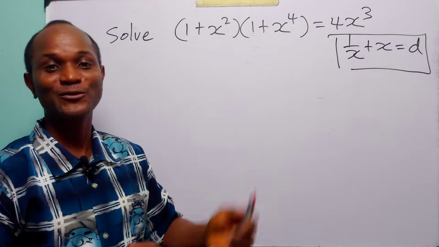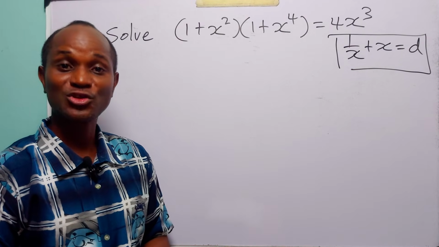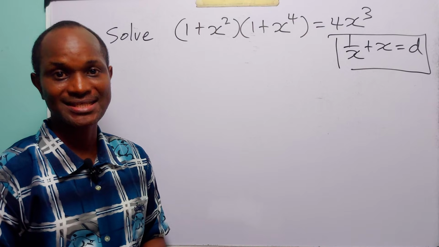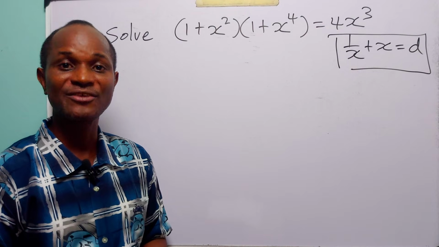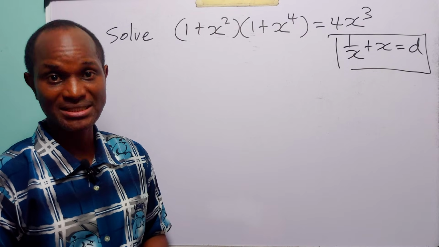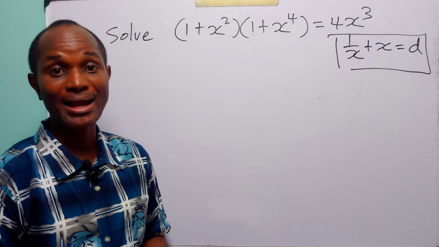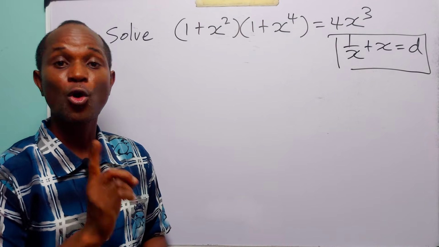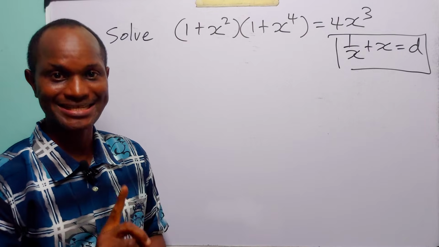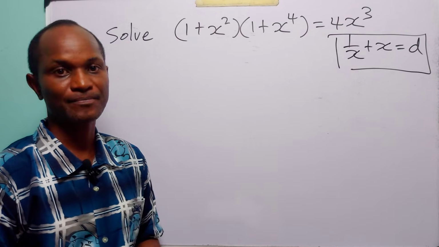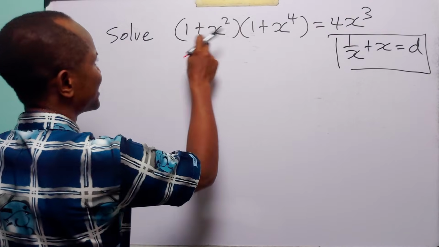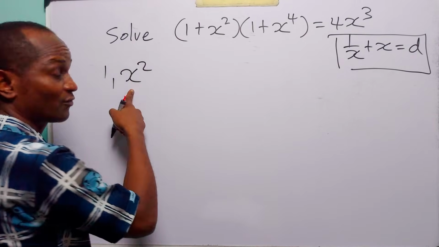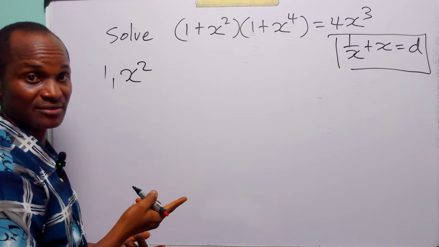Now, there's a shorter way of solving this equation, but you need to know the AMGM inequality. That is the inequality that says that for any list of positive real numbers, the arithmetic mean must be greater than or equal to the geometric mean, with equality holding only if all the numbers in the list are the same. Now, let us consider these two numbers. We have 1 and x squared. Of course, you know that x squared is positive.